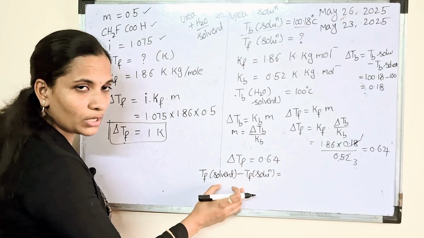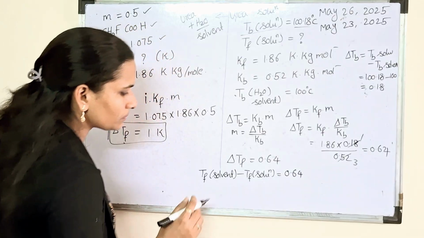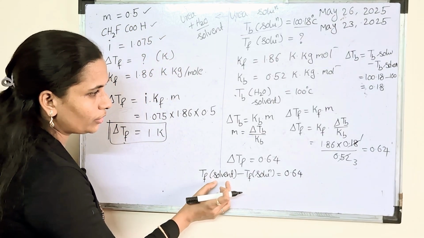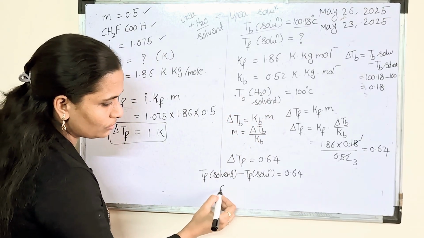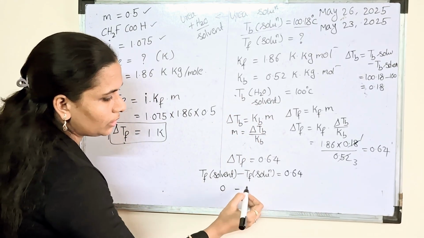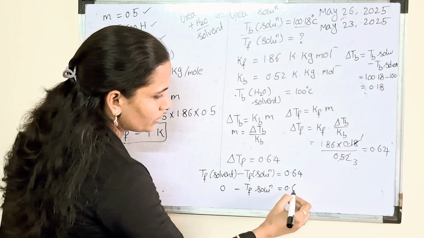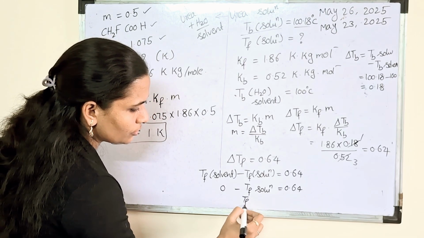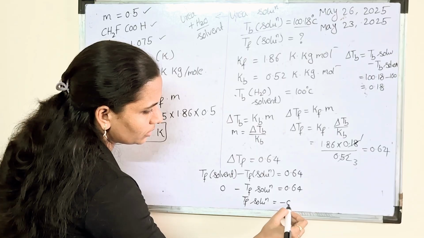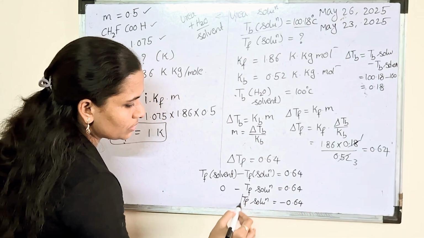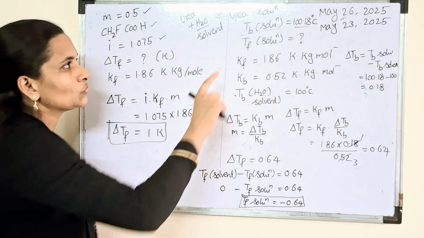If you calculate it, then we get delta TF. So delta TF is how much? 0.64 we got. Now the freezing point of the pure solvent. What is the solvent here? Water. Freezing point how much? 0, so 0 minus TF of solution equals 0.64. So now TF of solution equals, if you convert this, minus 0.64. So this is the solution freezing point: minus 0.64.